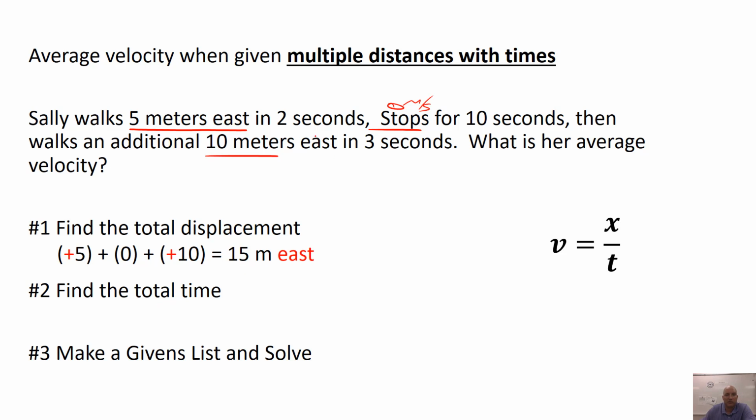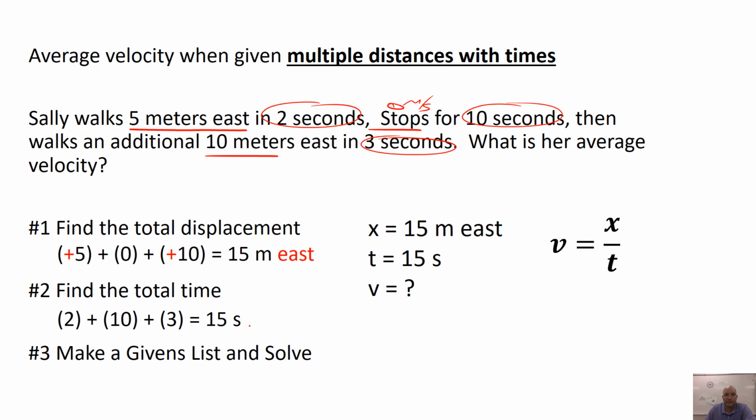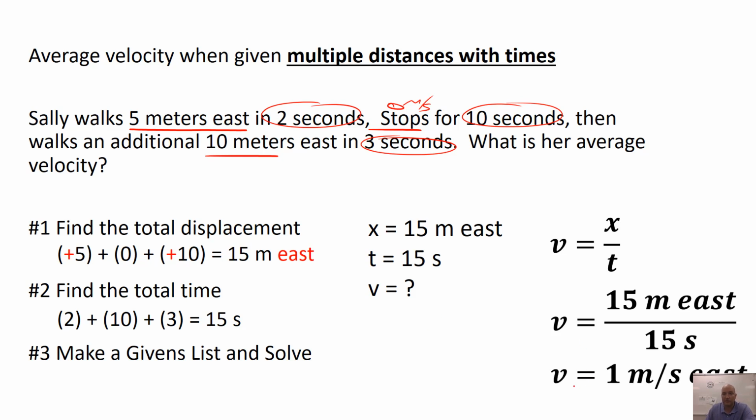Now we want to find the total time, so we're going to take into account the times. We have 2 seconds, 10 seconds, we have 3 seconds. We're going to add all those numbers together, and we get 15 seconds. Finally, we make a givens list from that information, and we solve. Plug the numbers in, and we get an answer. The velocity is 1 meter per second east.